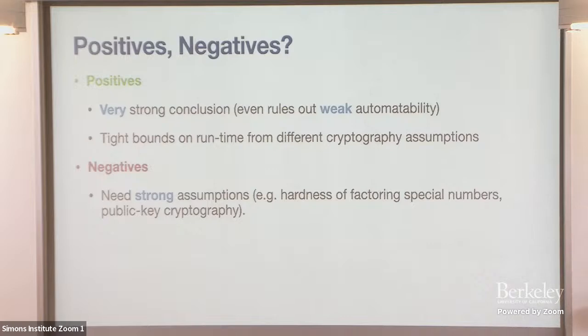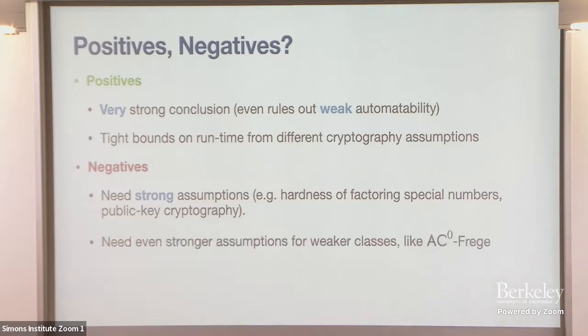little bit. So for these weak proof systems like AC0 Frege, you need to know not only is it hard to factor numbers, you need to factor numbers of a certain type. And moreover, it has to be very, very hard to factor them. We shouldn't even expect a sub-exponential time algorithm that can factor them. So this is kind of unfortunate.